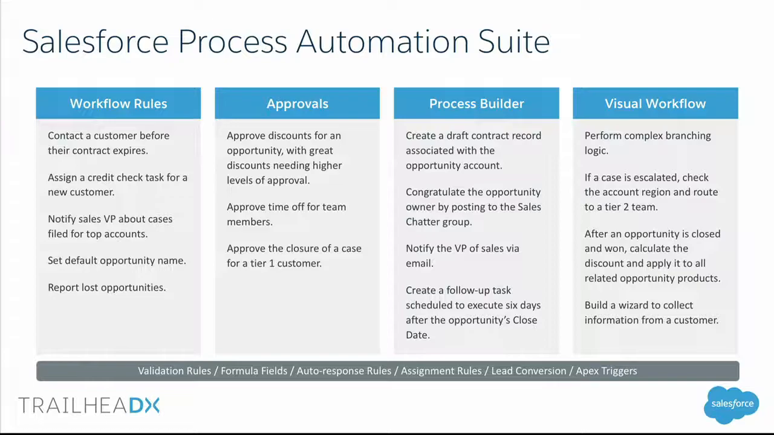You can use it if a case is escalated. You can check the account region and route it to a tier 2 team, so to a regional support team. And after an opportunity is closed won, you can calculate the discount and apply it to all the related opportunity products on a particular opportunity.